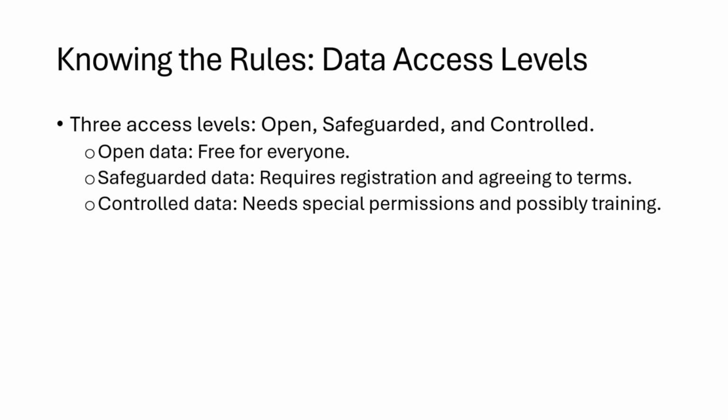Second, safeguarded data. So this includes sensitive information like education records or health surveys. To access this, you need to register and agree to terms. For example, you might promise not to share raw data publicly. And third, controlled data. This is the strictest category. Examples include detailed medical records or financial data.